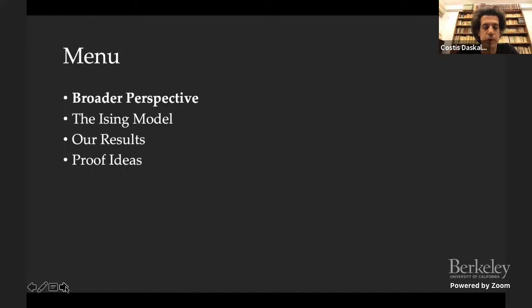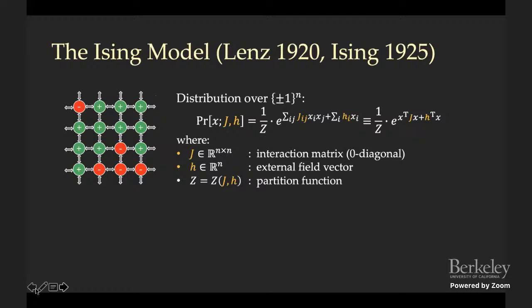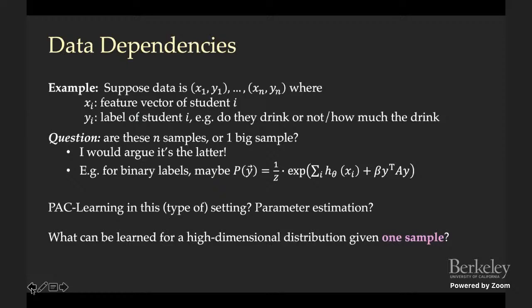Hey, Costis, before you do that, can I ask, you could view those examples in an online setting, and you can still get rid of the IID assumption, and you could just hope to prove regret bounds. That also would get rid of the dependence. I mean, handle the IID issue.